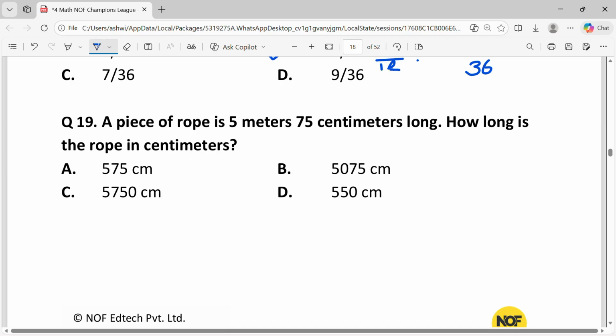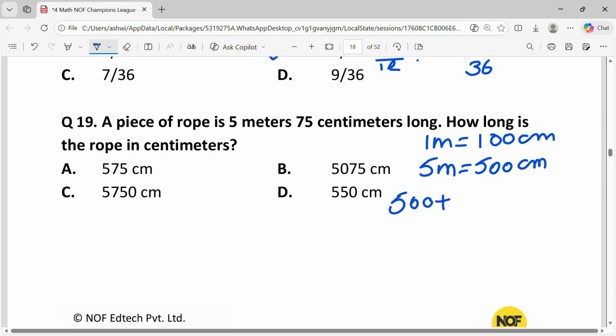Question 19. A piece of rope is 5 meters and 75 centimeters long. How long is the rope in centimeters? We know that 1 meter is equal to 100 centimeters. So 5 meters is 500 centimeters. So the total length in centimeters is 500 plus 75, that is equal to 575 centimeters. That is option A.